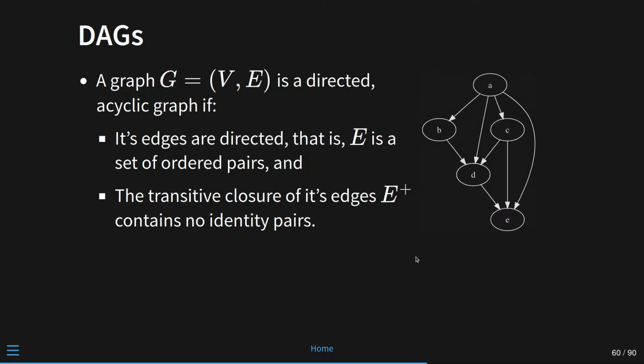Okay. So this is a DAG. A DAG is a graph G = (V, E) that is a directed acyclic graph. In order to do that, it has to have edges that are directed. So E has to be a set of ordered pairs. And the transitive closure of its edges, E+, contains no identity pairs, so no self edges. Okay.